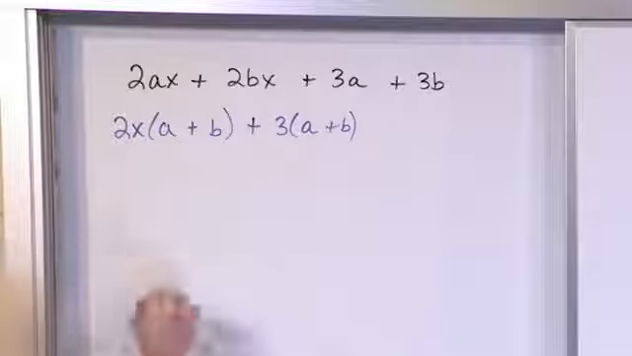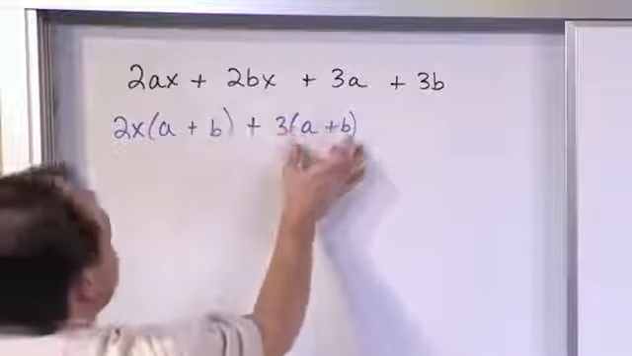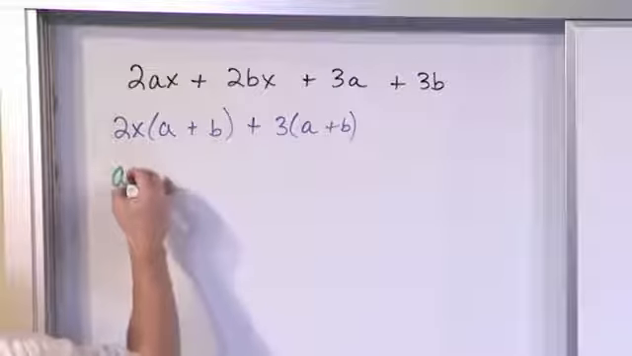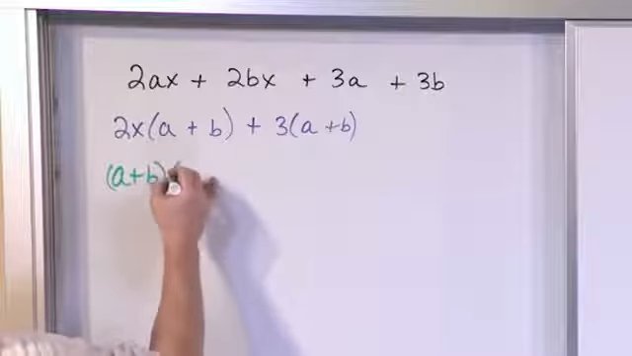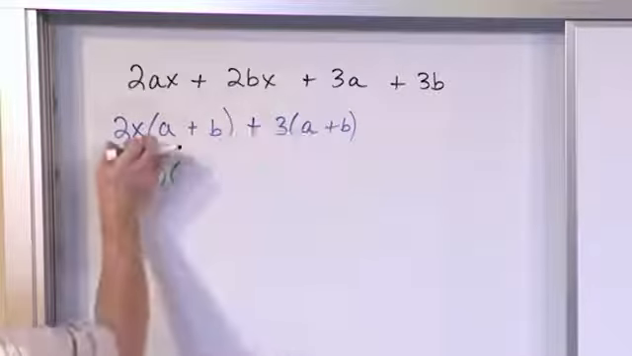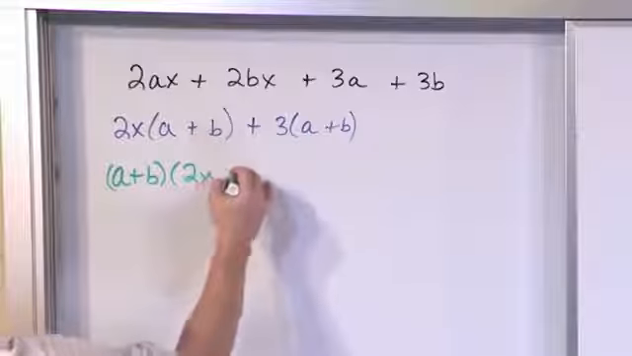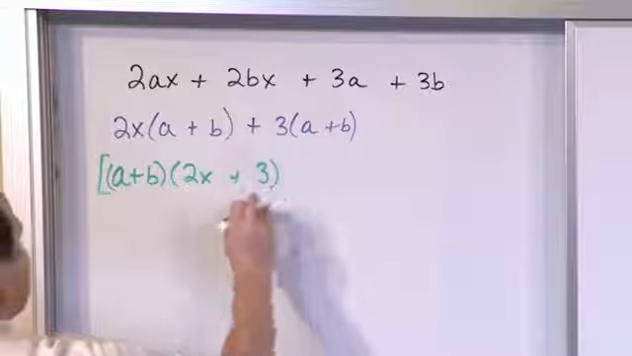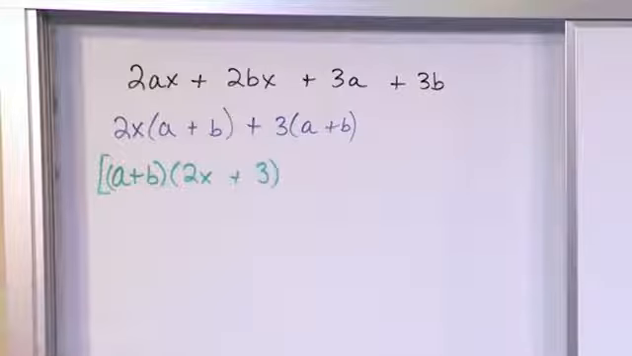And then I realize, wait a minute, I have an a plus b common here and an a plus b common here. So let me pull that whole expression out, a plus b. And on the inside, the only thing left over is 2x plus 3. And this is the answer. And this looks a whole lot simpler than what you have over here.